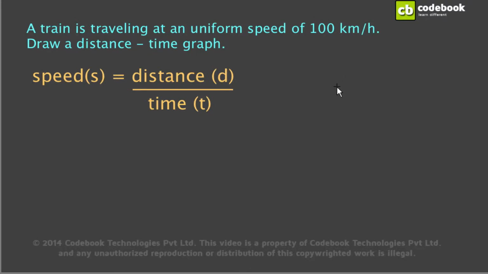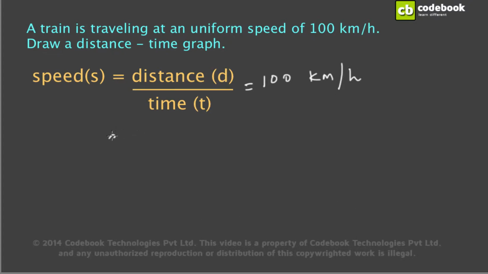Now let's work on another problem. We have been given that a train is traveling at a uniform speed of 100 kilometers per hour, and you have been asked to draw the distance time graph for this scenario. We know that speed is equal to distance by time, and over here we have been given that the speed is 100 kilometers per hour.